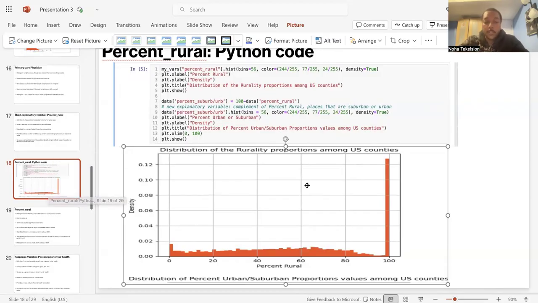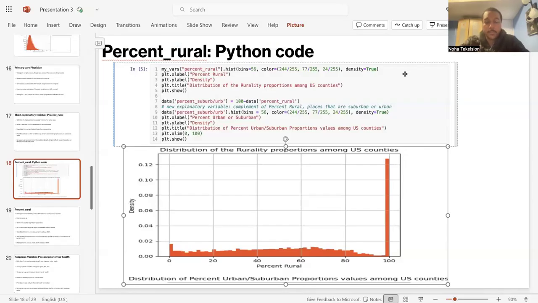And here we have the histogram. I make a histogram for this variable as well, a little less detailed than the previous ones. I have the bin count at 56. And I limit the plot to 100 because it's a percentage, so actually 0 to 100. Don't really have to limit it there. I included that for some reason.